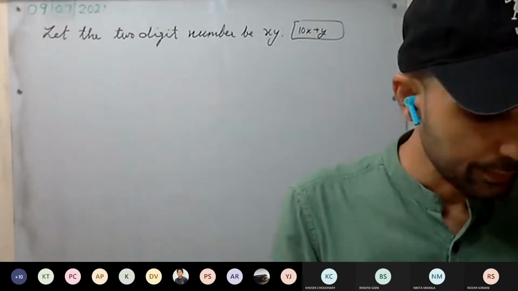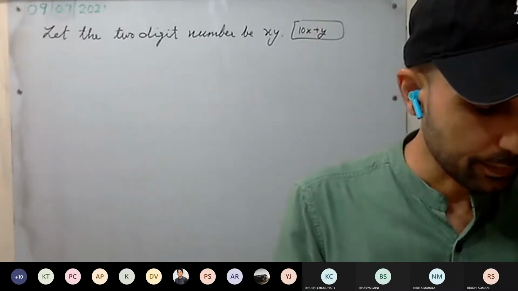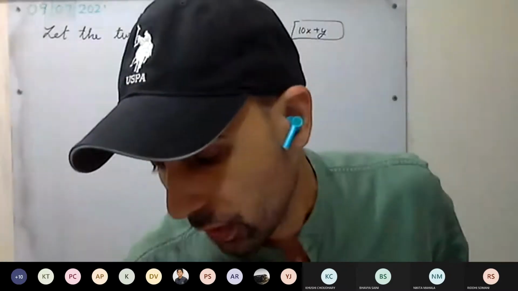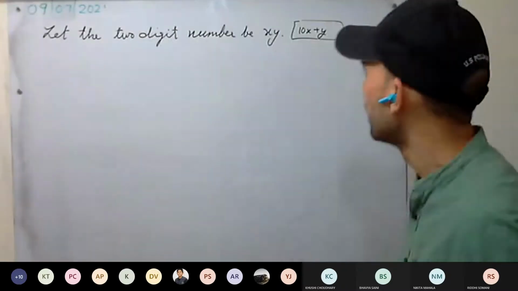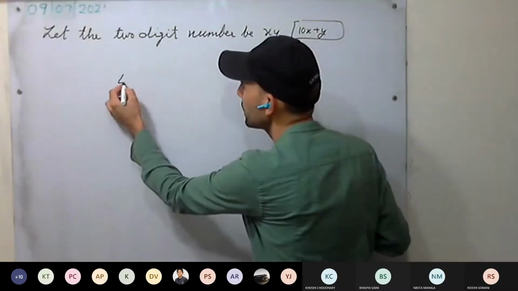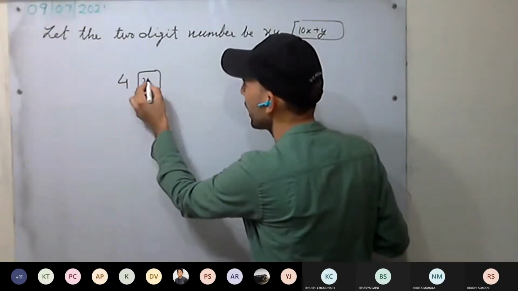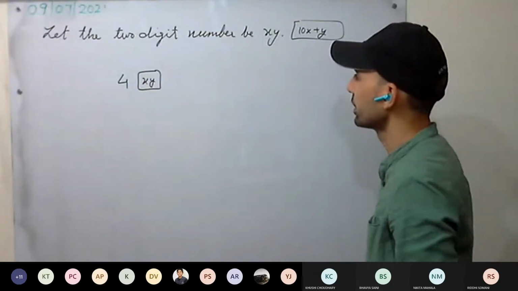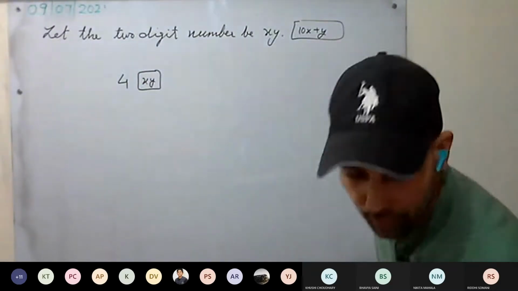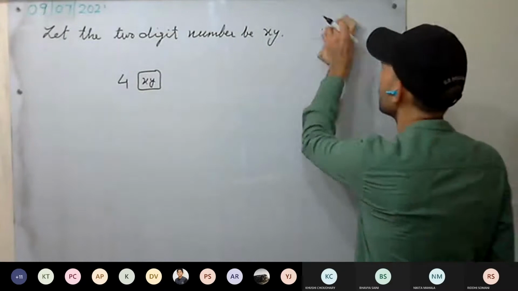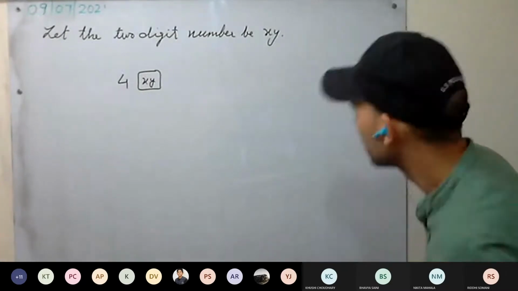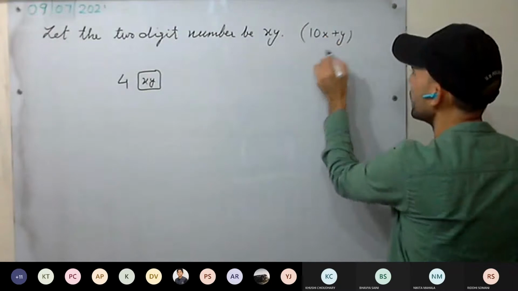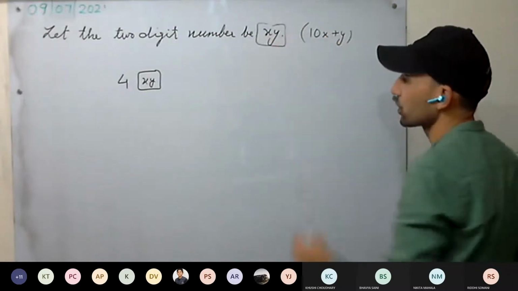Now, 4 times a certain two-digit number. So 4 times the number, 4 times our number xy. This is our number xy. Don't get confused with the square bracket. This number is xy.